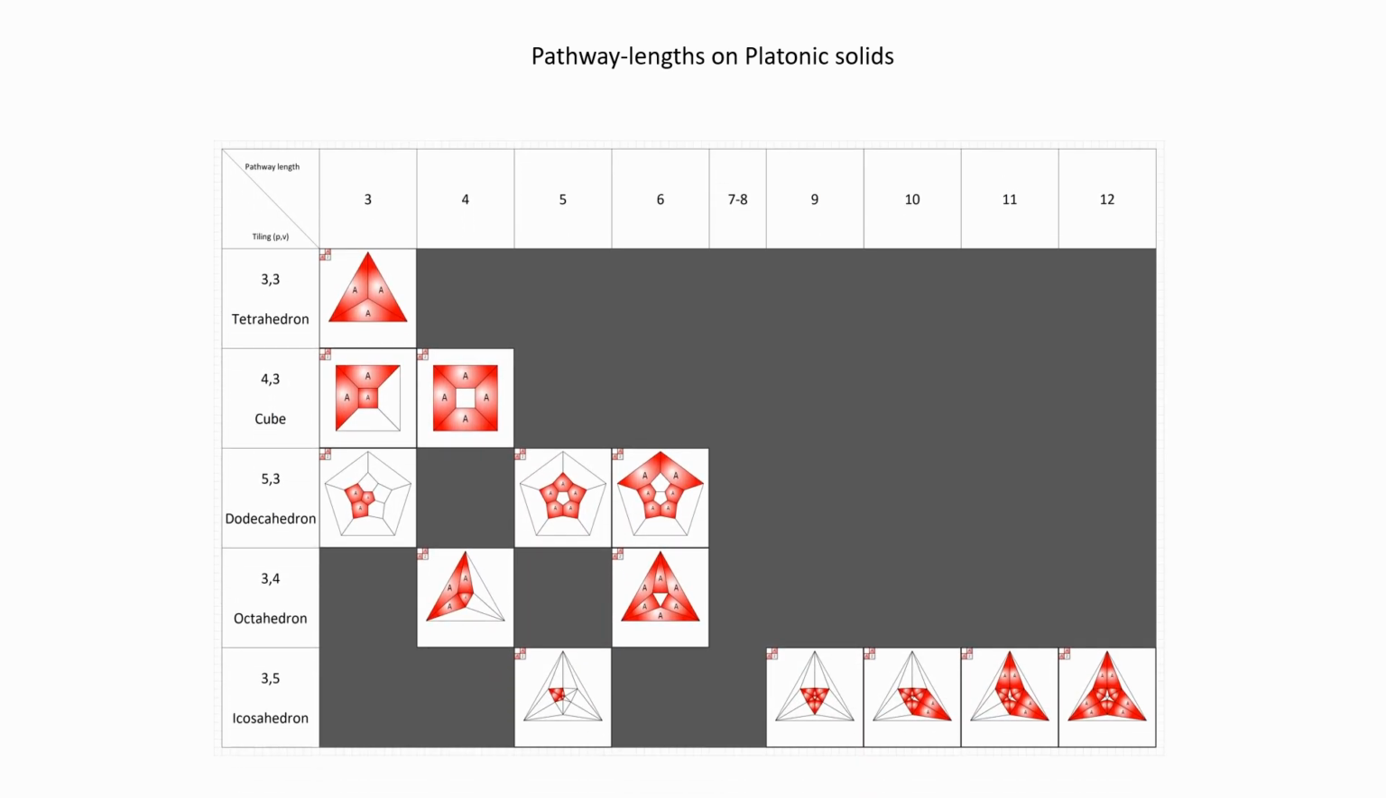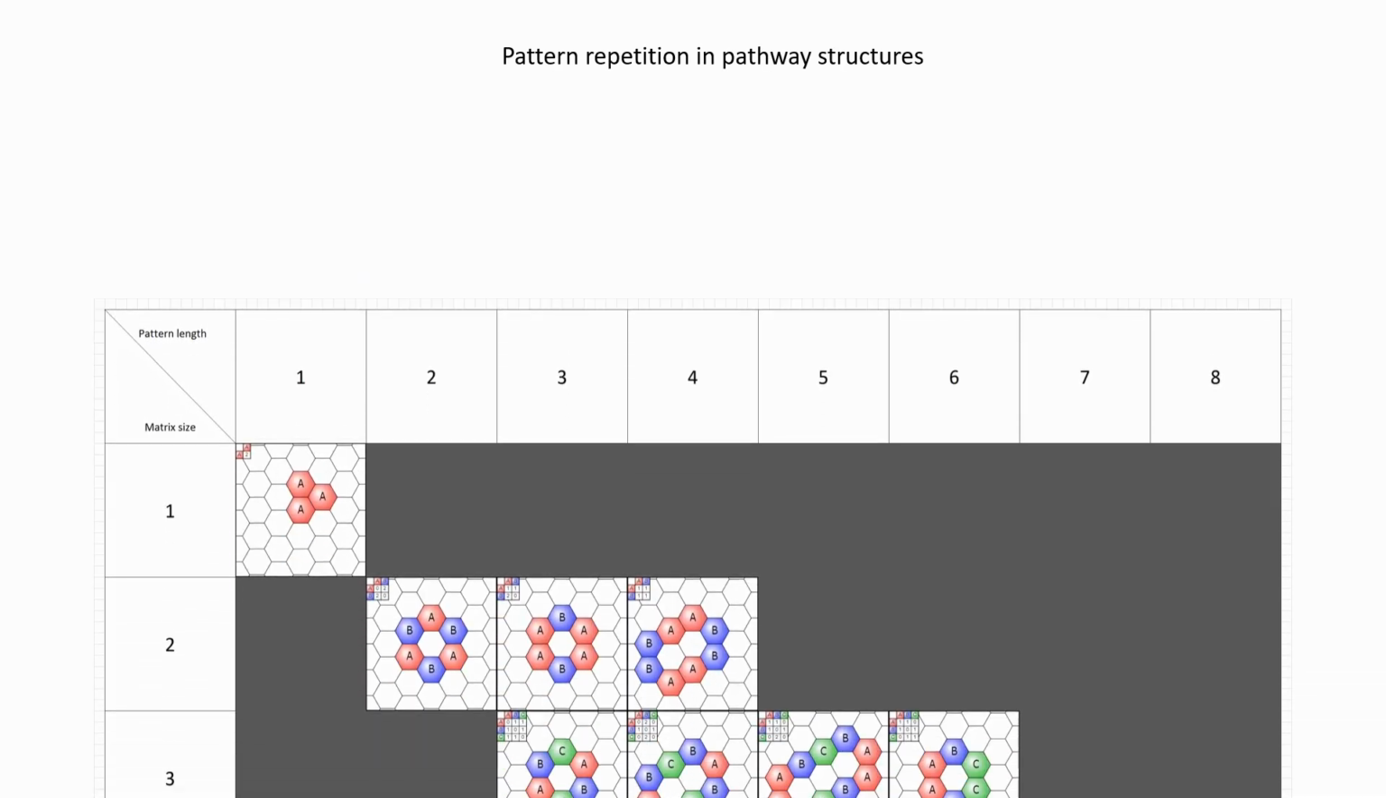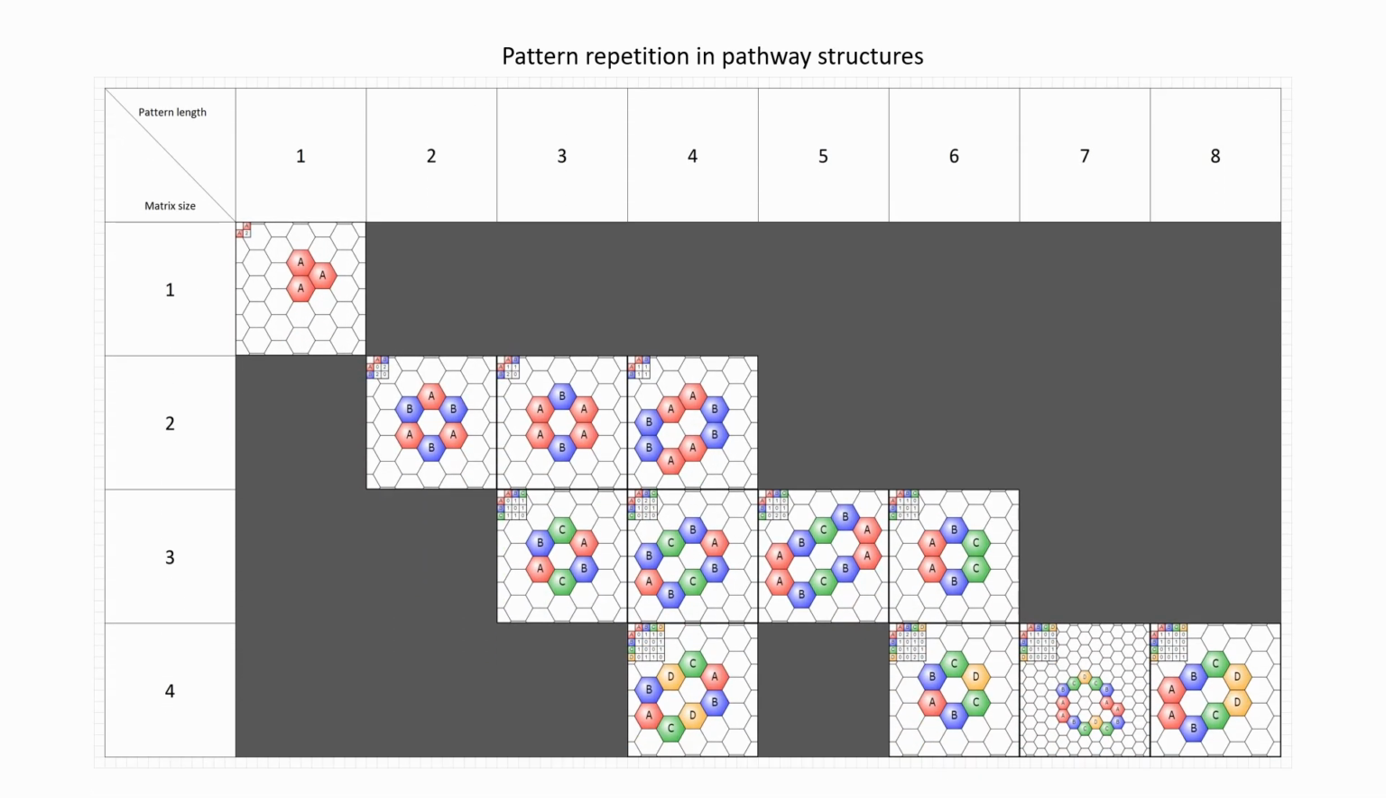The characteristic of pathway structures is that the order of colored tiles is repeated according to the pattern described by the matrix. Examples of the first 4 matrix sizes. But what about Euclidean and hyperbolic tilings?